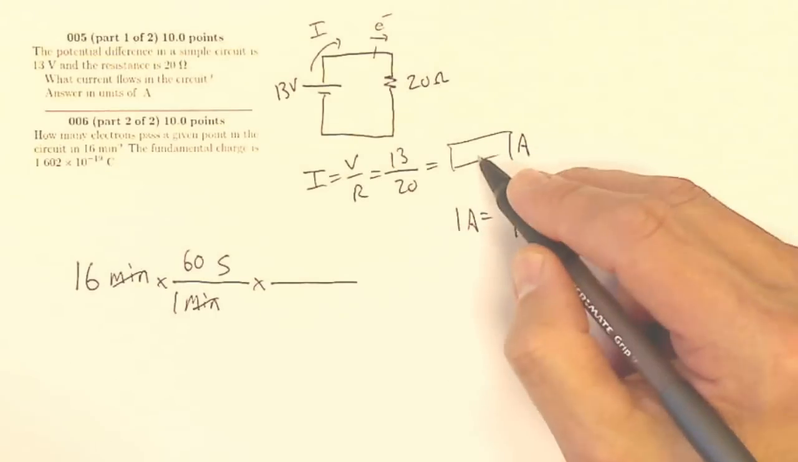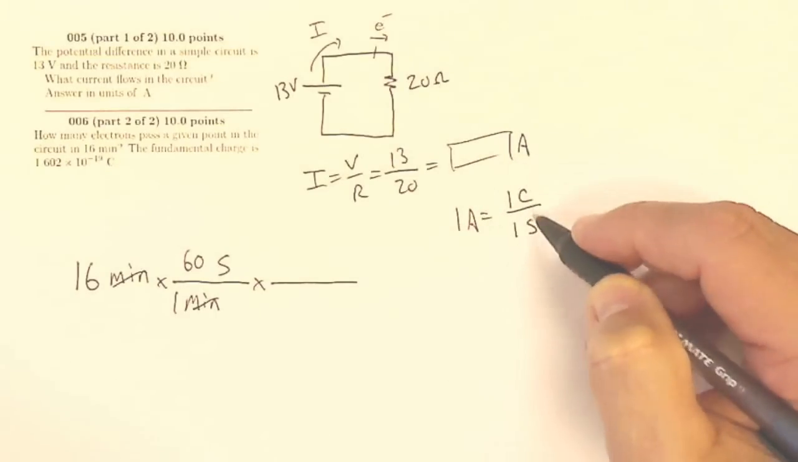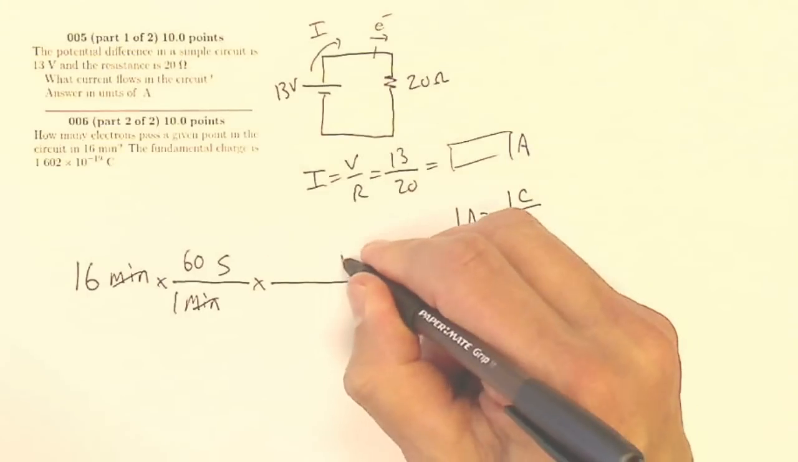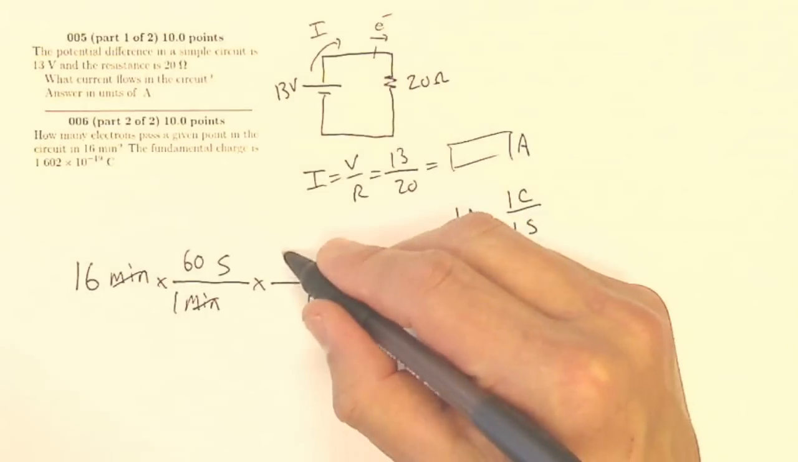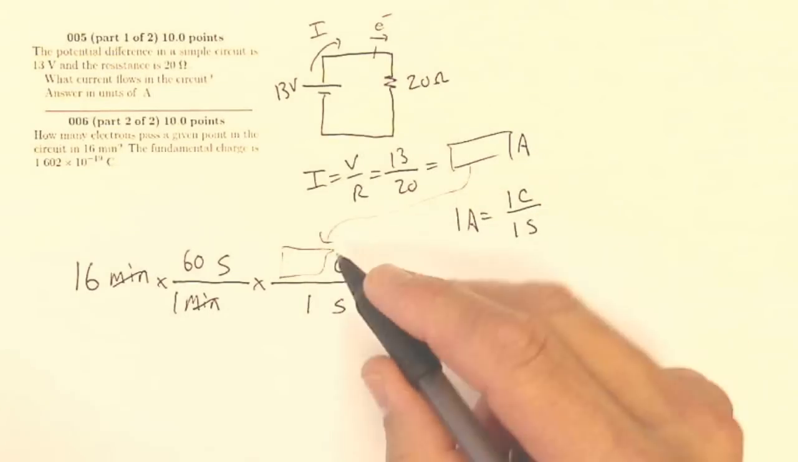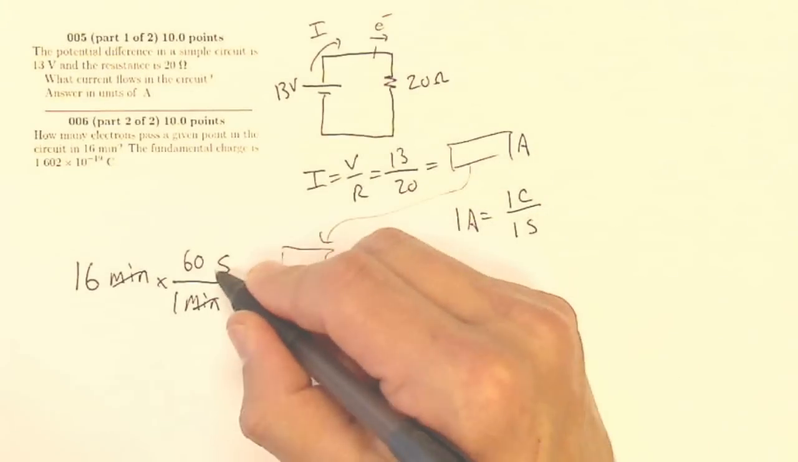So if this were 7.5 amps, it'd be 7.5 coulombs per second. So this is going to be my coulombs per 1 second. So this is going to be my current from earlier on. An amp is a coulomb per second. So then seconds will cancel out.